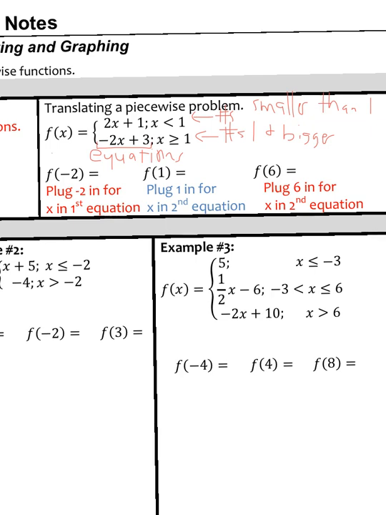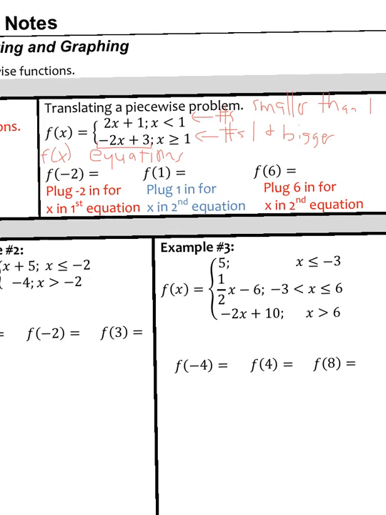oops, let me erase that because that's going to bug some of us. That's f of x, and x is going to be negative 2. So anytime you have that f and then you have a number, that means x is that number, negative 2, and we're going to plug that into the equation. The next one, we're going to plug f of 1 in, and the next one we'll plug in f of 6. I labeled which equation we're plugging it into because negative 2 is smaller than 1, that's why we're plugging it into the first equation. 1 is equal to 1. And 6 is bigger than 1, so that's why I have the second equation for that one.